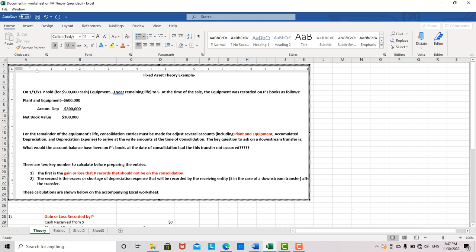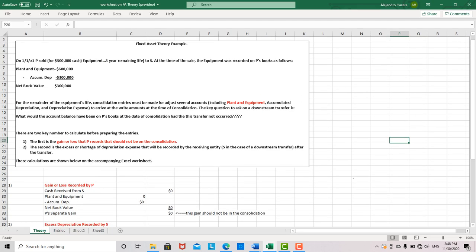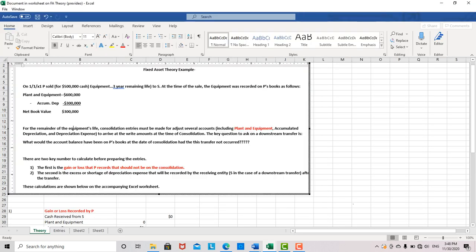And then finally, because P is taking both plant equipment and accumulated depreciation off the books, making them 0, that means that the depreciation expense for the remaining life of the equipment is going to be 0. And you'll see all these entries. Okay, but this is just the introductory video. In the next one, you'll see the actual entries that we have to make. Okay, so basically, for the rest of the life of the equipment, there's going to be 3 accounts that are misstated: plant equipment, accumulated depreciation, and depreciation expense.